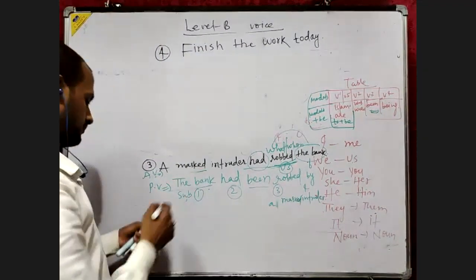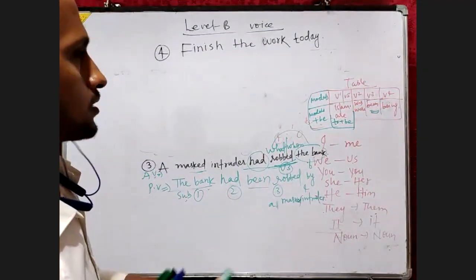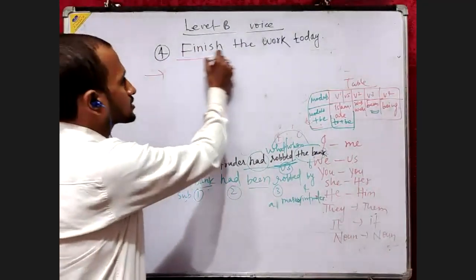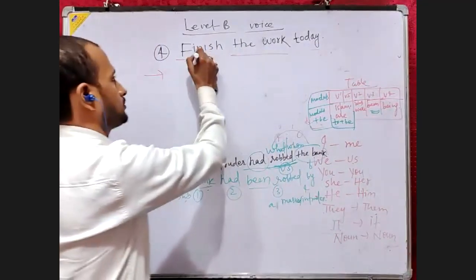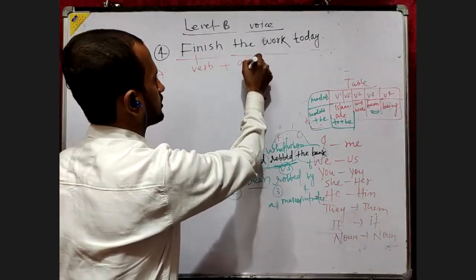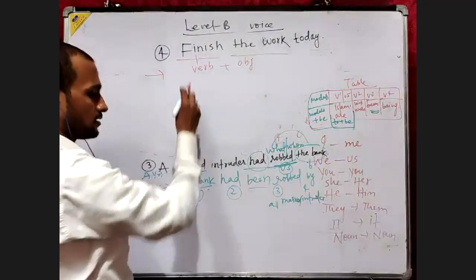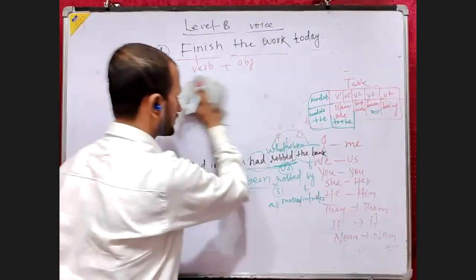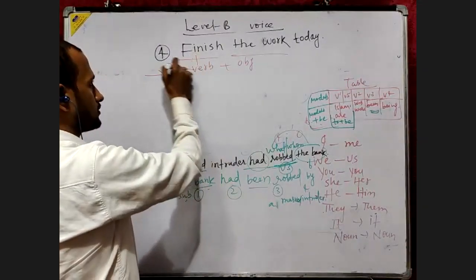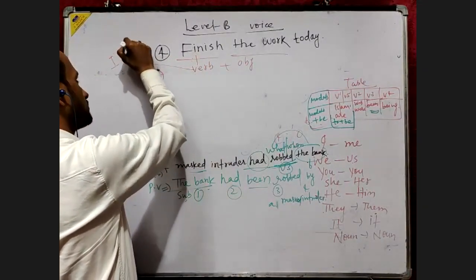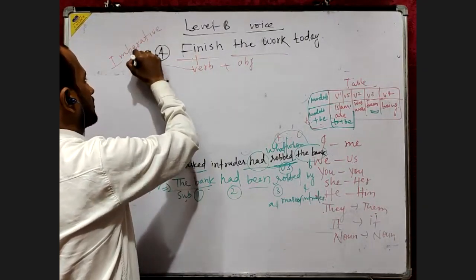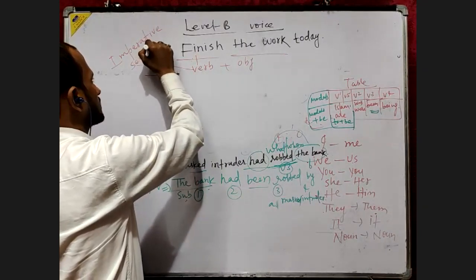Question is written here. Now, this is a new sentence here. Finish the work today. Finish is the verb here, and the work is the object. It means if a sentence is starting with a verb, it is an imperative sentence. Sir, let the work be finished today. Don't speak anything.